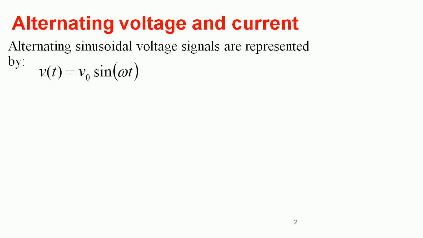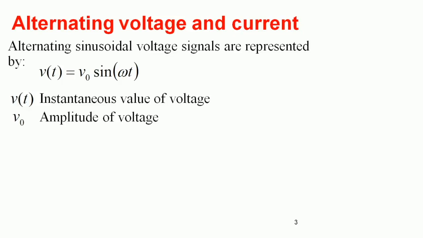Alternating voltage or current, alternating signals, we represent, for example, voltage, which is a function of time, we can call instantaneous voltage. It is equal to V0 sine omega t. This is a basic way in which the alternating, particularly sinusoidal, voltage can be represented.